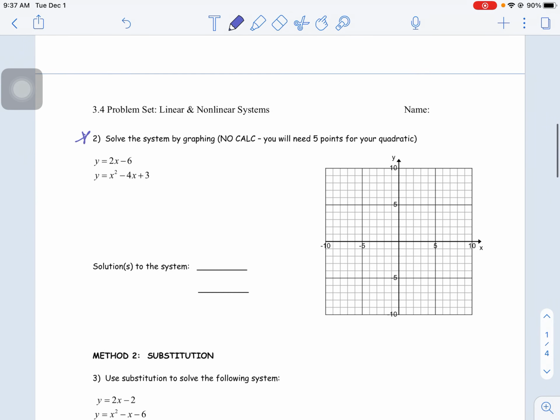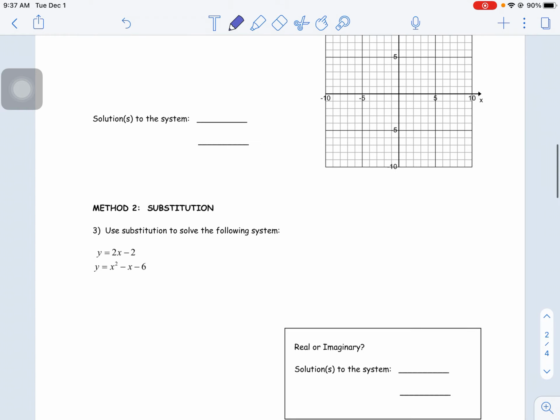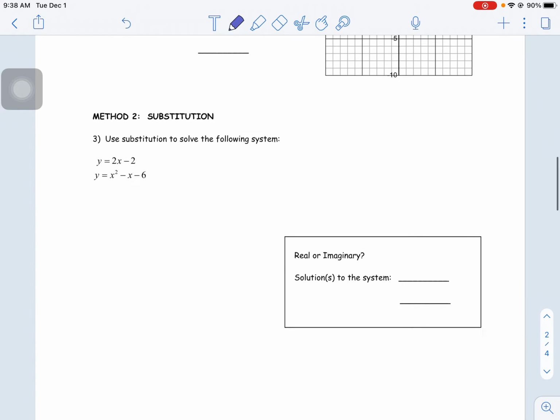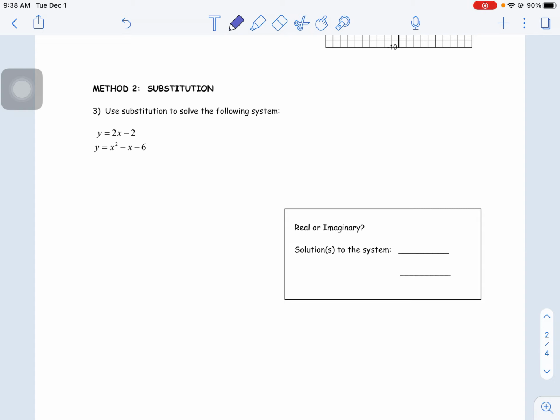All right, I'm going to have you guys try number 2 on your own here. So let's go down to method number 2, substitution. It says use substitution to solve the following system. All right, so substituting. They're both already set equal to y, so we could plug one into the other, or we could plug in either way. It's going to be the same exact thing no matter what you plug in. You're just setting one equal to the other, basically.